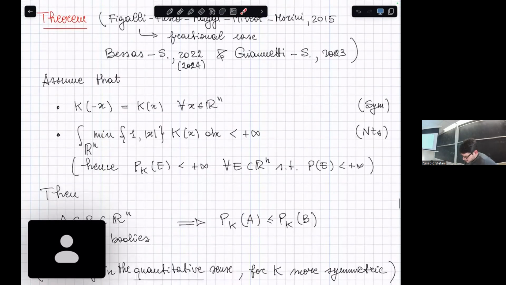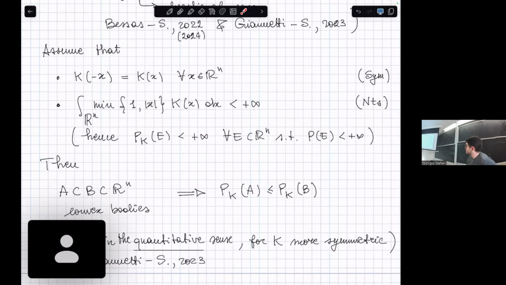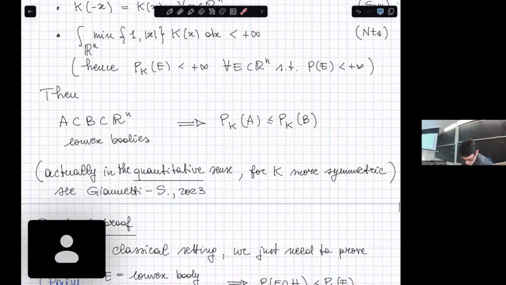So this is something that we need to know, also because we want to compute the perimeter of potatoes. If it is not finite on potatoes, then it's not a question. And this is being not too singular. And so, theorem: this perimeter, this strange non-local perimeter, is monotone.